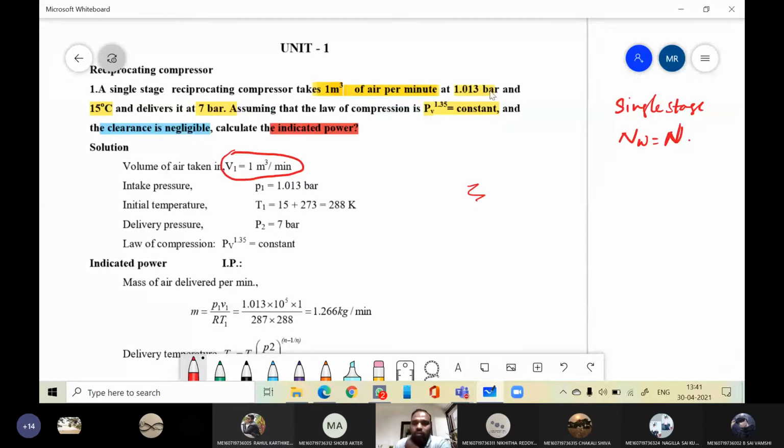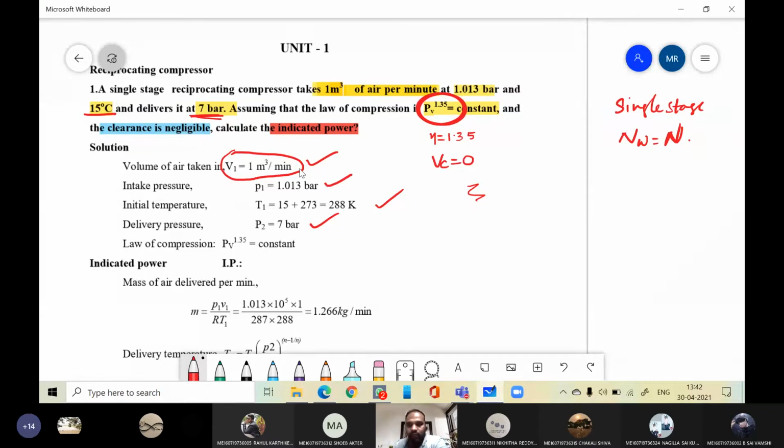At pressure 1.013 bar, inlet conditions are given: volume, pressure, as well as temperature at 15 degrees centigrade. Means P1, V1, T1 are known. And the delivery pressure P2 is equal to 7 bar. Assuming the law of compression PV^1.35 equals constant, means N value is equal to 1.35, and clearance volume is negligible. VC is equal to 0.